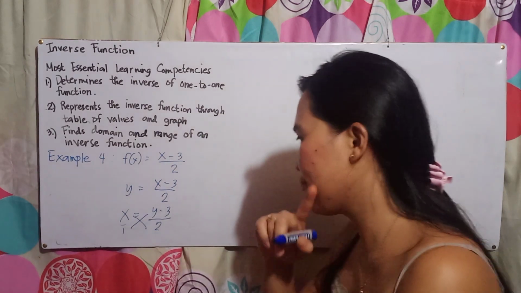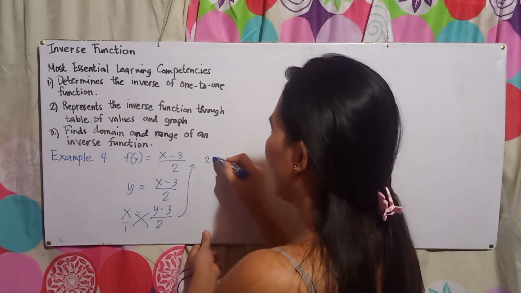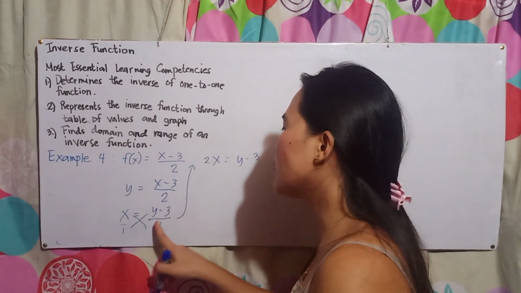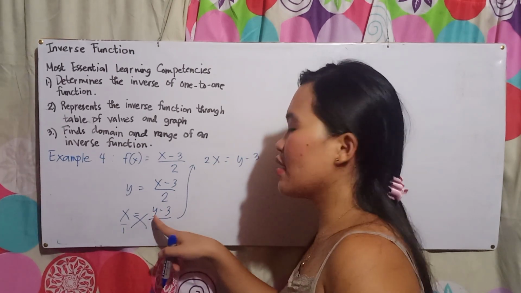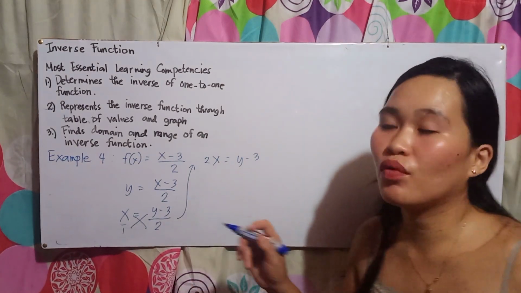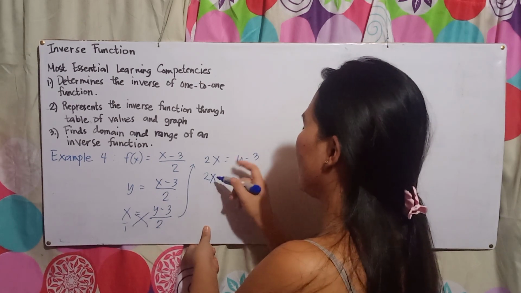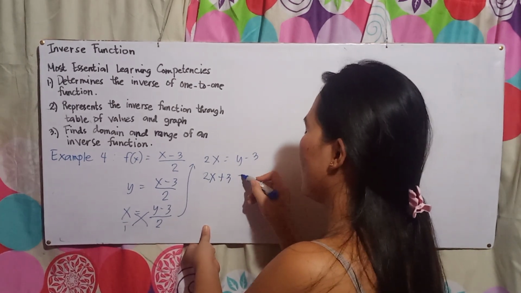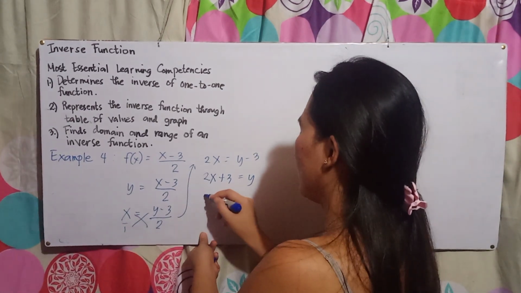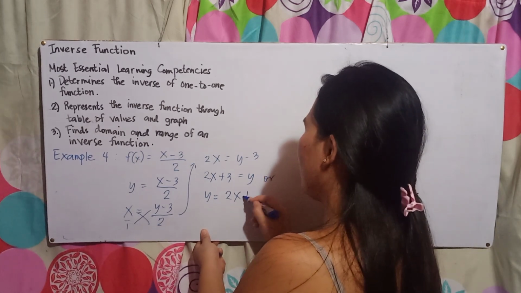So, 2x equals y minus 3. Since x times 2 is 2x, and 1 times y minus 3 is y minus 3. Then solve for y. So, 2x, transfer the 3, plus 3 equals y. Or, the same, y equals 2x plus 3.